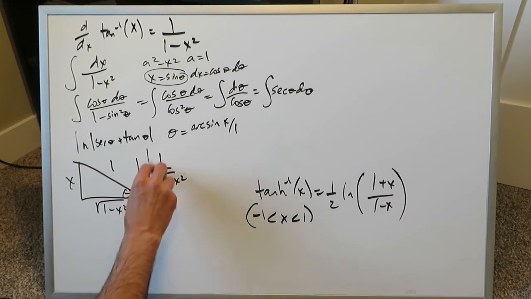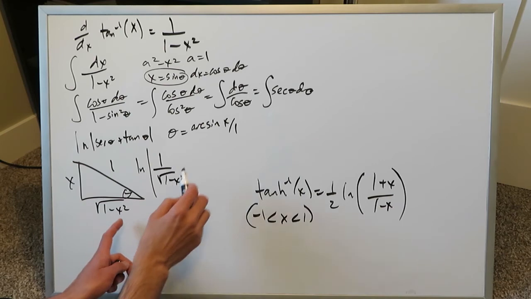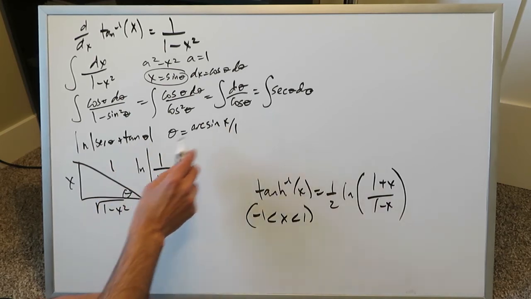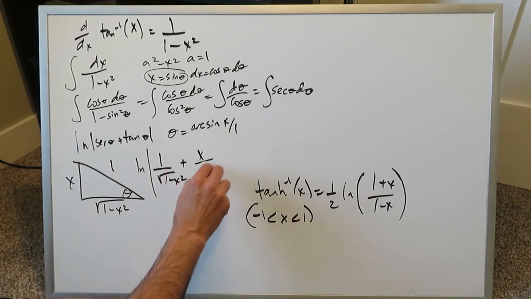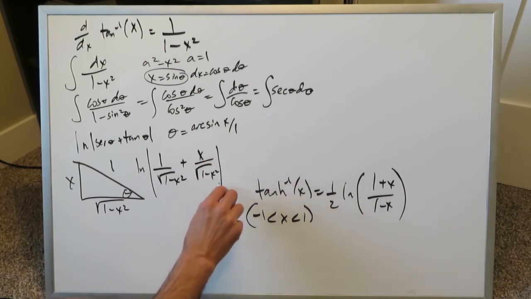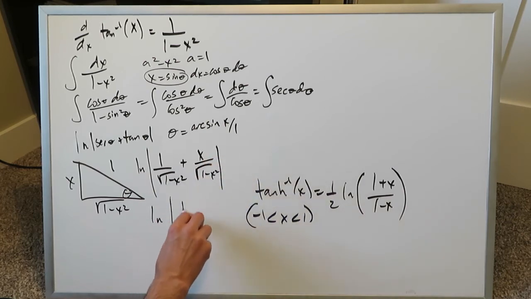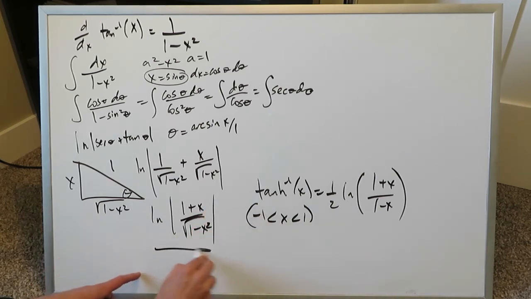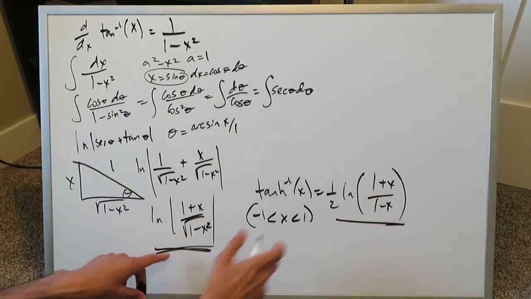We have a natural log here, and then we have a plus right here. Tan of this arc sine x is going to be x over root 1 minus x squared. We can combine all of this to 1 plus x over root 1 minus x squared. So this is where we are, and this right here is equivalent to this right here, and I just have to show you that. I'll make some space and we'll manipulate this algebraically to bring it to that.